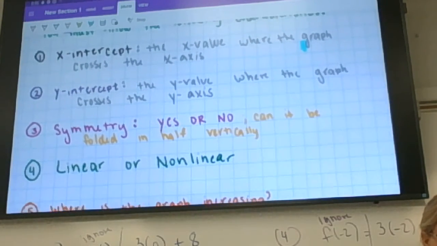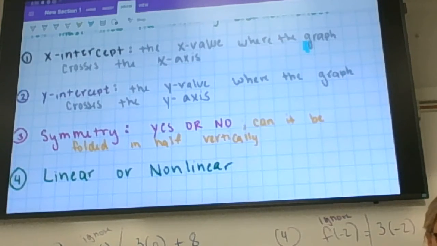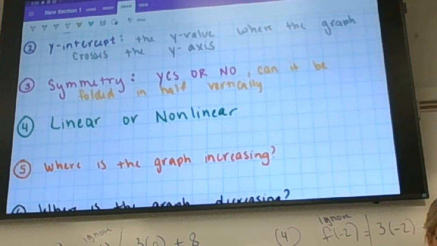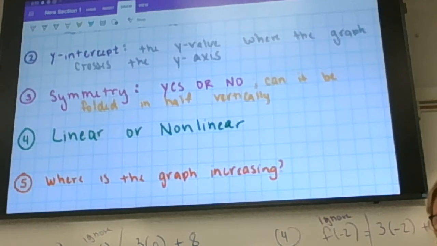Okay, is it linear or not? I really have to give you time to write this because I haven't shown you these. Linear or non-linear? Is the graph a straight line?